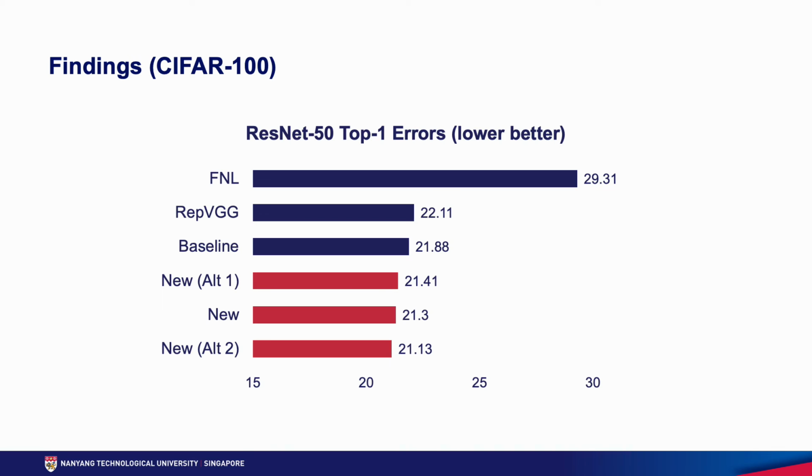We have tried this overparameterization using the CIFAR-100 dataset, which is an image classification task. We have found that by using our new overparameterization technique along with the alternative training routines, we have had a better performance compared to the baseline, which is without overparameterization. And also we beat the performance of factorized neural layers and also RepVGG. So this is a promising result.